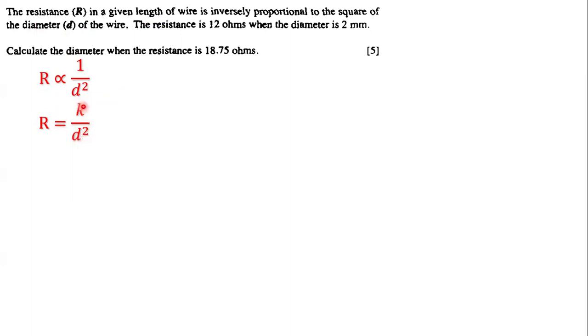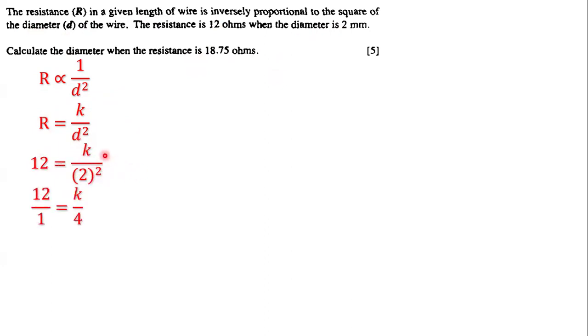Now, what is this constant K? Our goal is to figure out the value of this constant. And so we substitute: we know that R is equal to 12, so we put 12 instead of R. And we know that the diameter D is equal to 2, so we put 2 here. And so our equation is 12 is equal to K all over 2 squared.